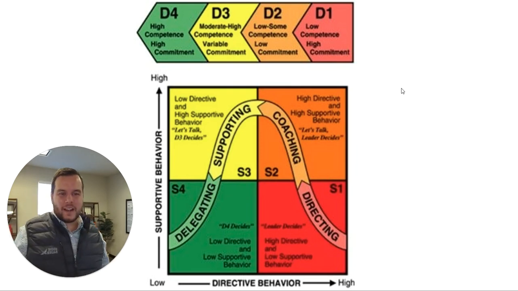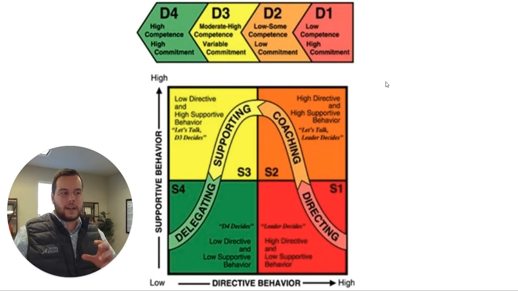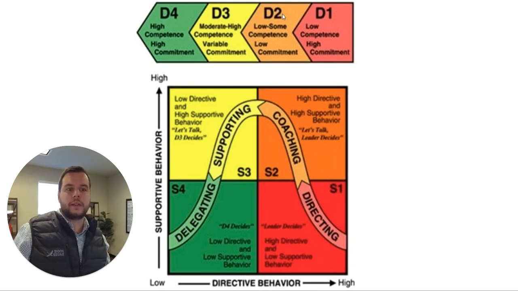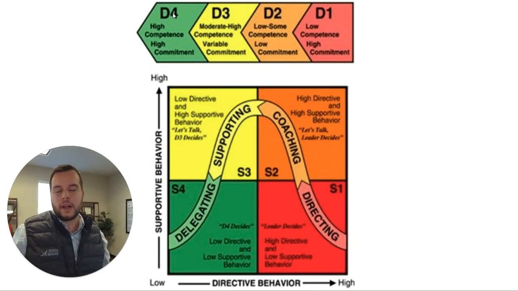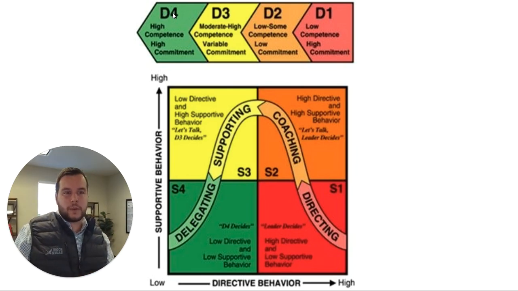So here we go. This is the SL2 model, and we'll just start at the top here. When somebody starts on a team and they are learning a new job, they go through 4 stages of development. We call that D1, D2, D3, D4. And this model comes from Ken Blanchard. He developed this situational leadership model.